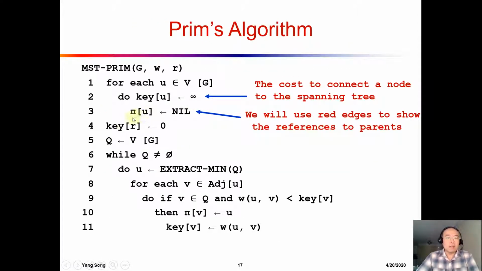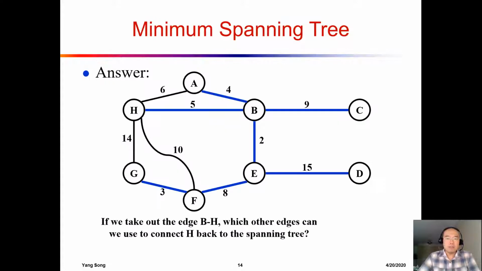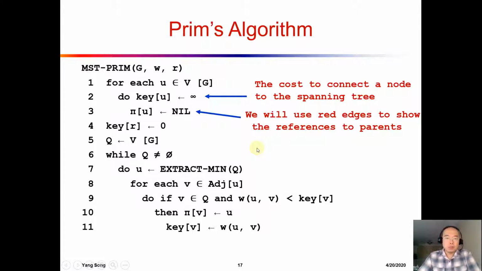And then we have the pi, which we have used before, and that is the parent. So if we use this one again, we can say B is the parent of C, because C is going to connect to the remaining part of the MST by connecting to B. So B is a parent of C. So those are the important parts.